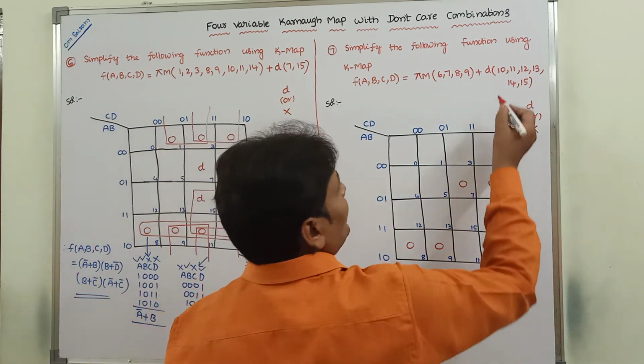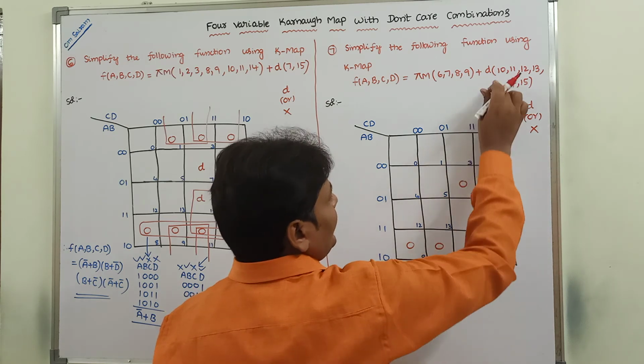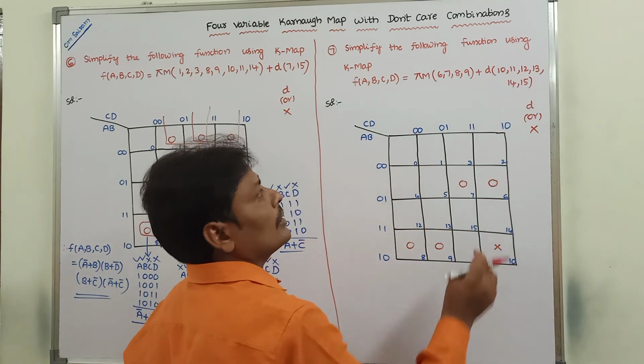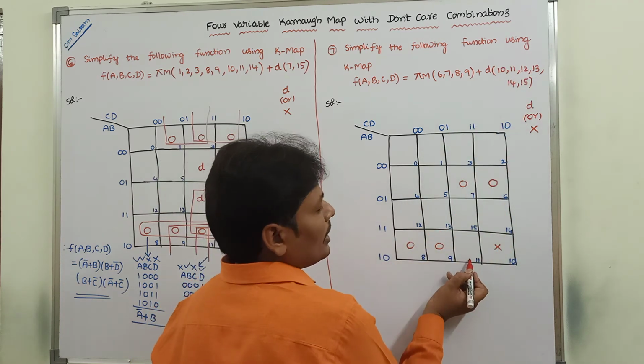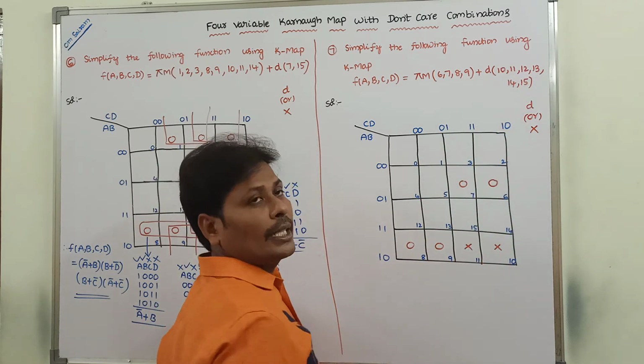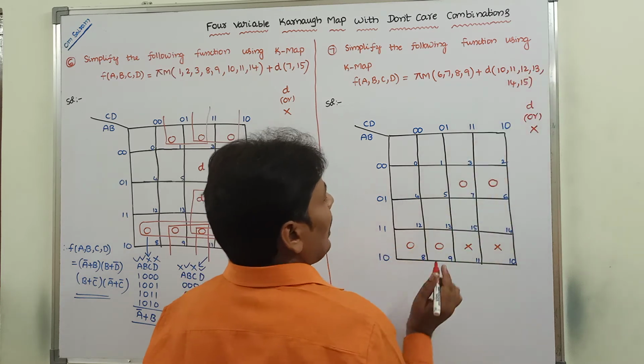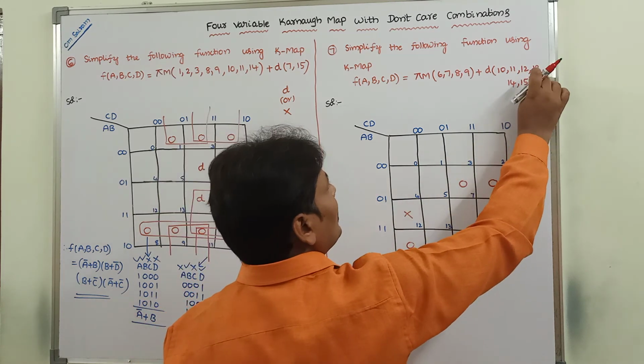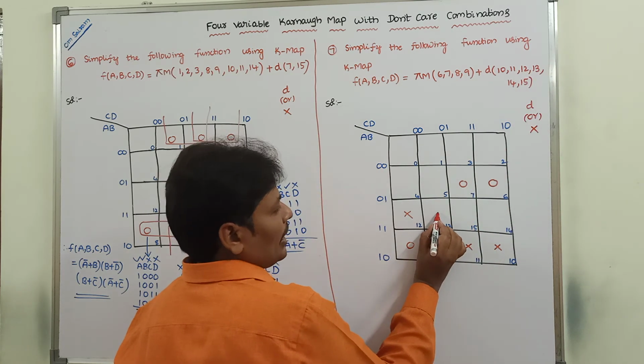Okay, so 10th. So don't care 10 means the corresponding cell is this one. I am inserting cross mark. Don't care 11. The corresponding cell is this one. I am inserting cross mark. Don't care 12. Here the corresponding cell is this one. I am inserting cross mark. Don't care 13. So a corresponding cell is this one.